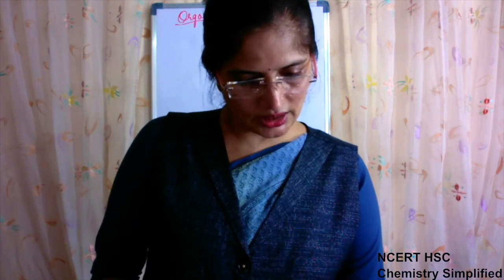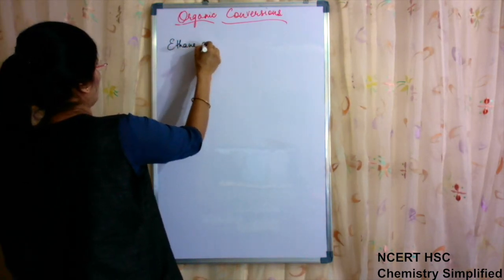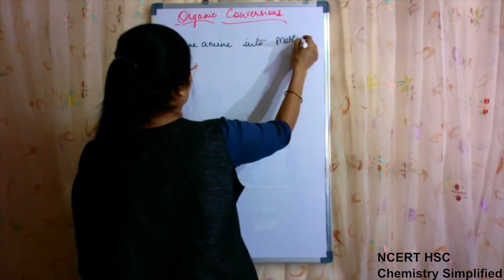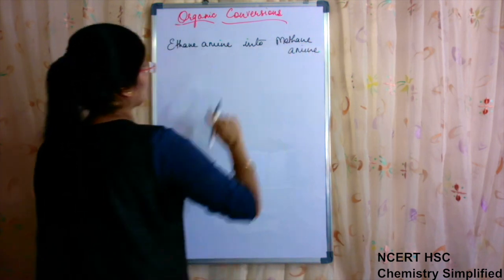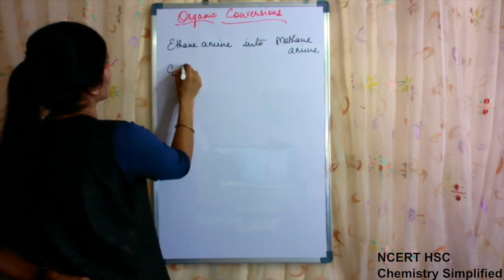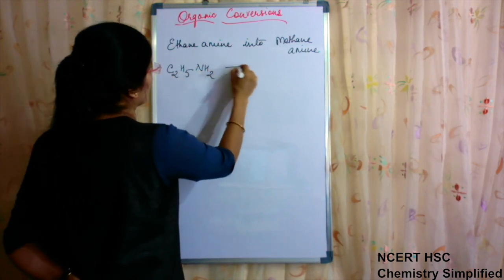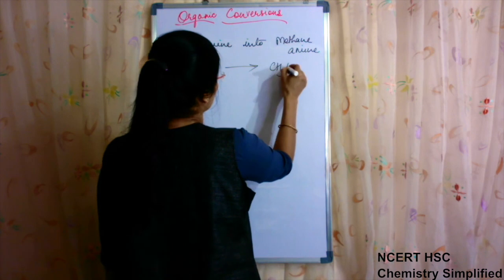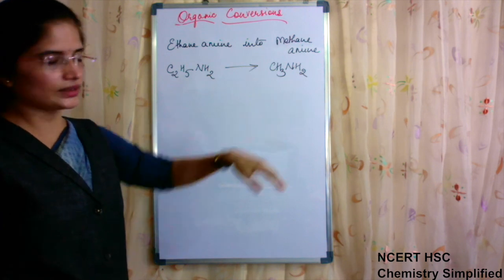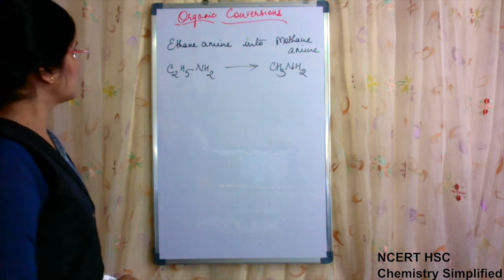Next question we will see: ethanamine into methanamine. Ethanamine means C2H5NH2, into methanamine means CH3NH2. That means the product requires one carbon atom less. One carbon atom less is needed.